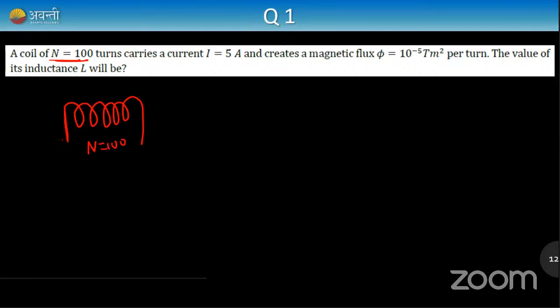A current of 5 ampere is flowing in this coil, and when the current of 5 ampere is flowing, it creates a flux of 10 raised to minus 5 Tesla meter square per turn. They're asking me the value of inductance. If a current of 5 ampere creates 10 raised to minus 5 flux, and there are 100 turns, what will be the inductance?